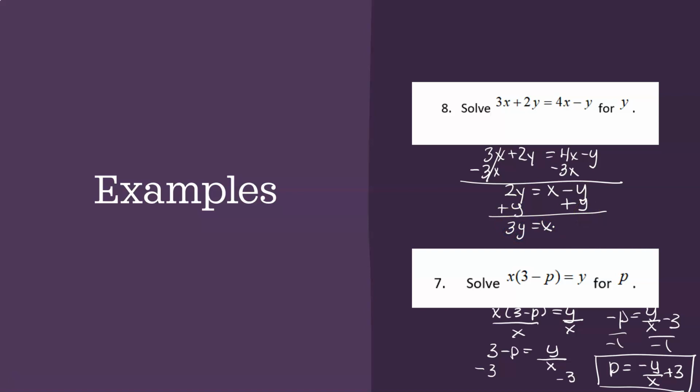And we're solving for y, so I need to get that y alone. This says 3 times y. I'm going to divide each side by 3. So y equals x over 3.